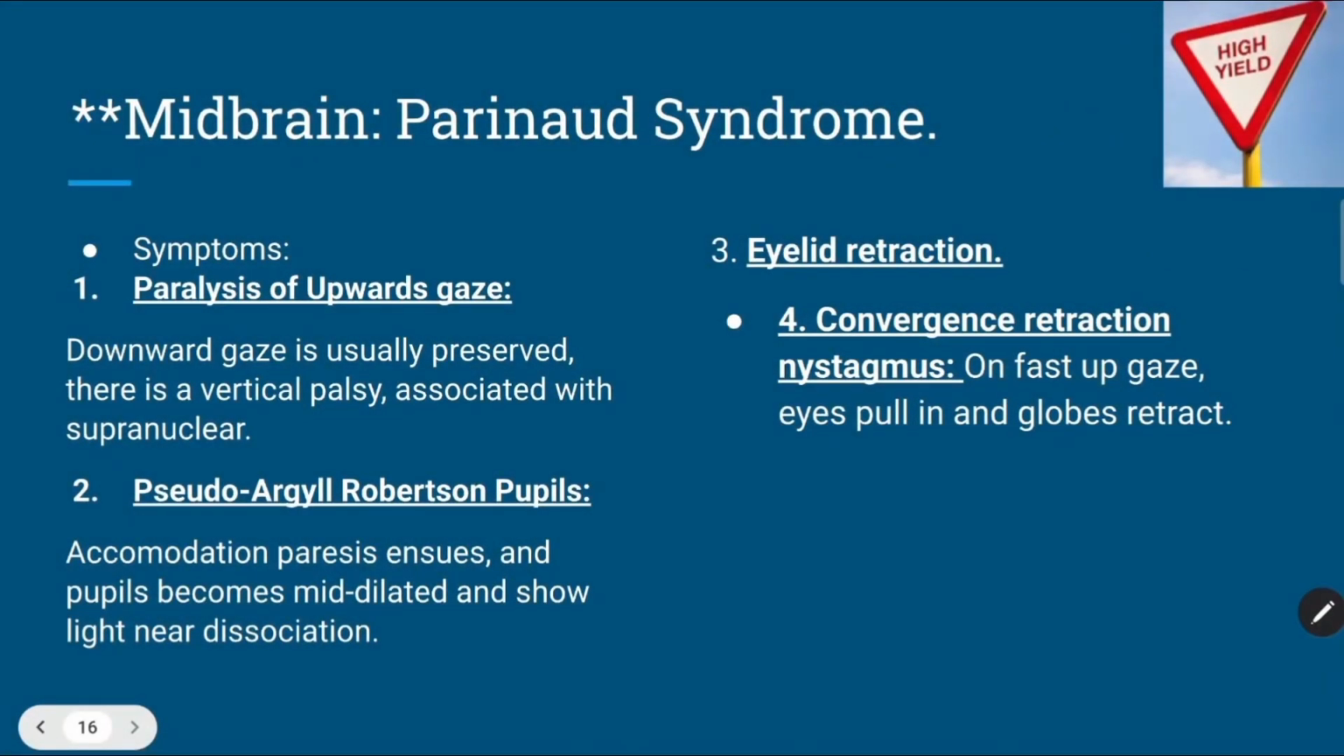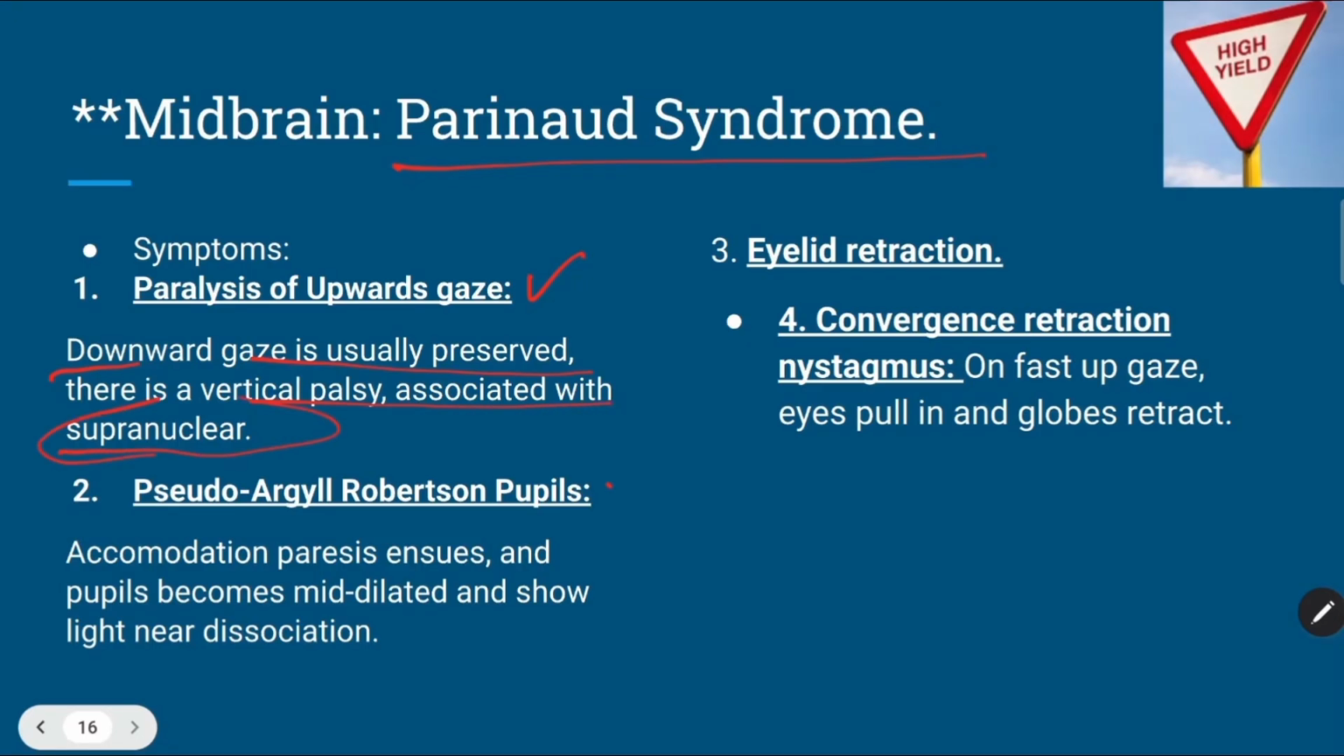Alright, let's wrap up our midbrain journey with Parinaud syndrome, a Step 1 classic tied to dorsal midbrain dysfunction. This condition dishes out some standout symptoms you will need to spot in those vignettes. First, paralysis of upward gaze. The superior colliculus in the tectum is hit, so patients can't look up. Downward gaze stays intact, but it's a vertical palsy with a supranuclear twist.